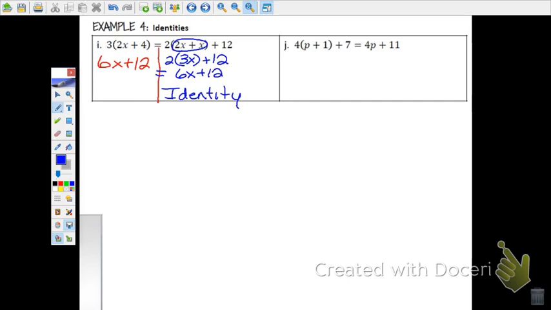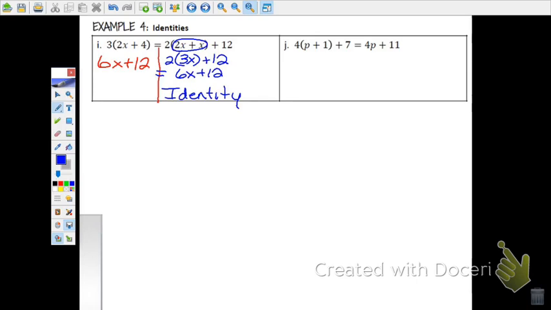No matter what number I would put in place of x. If I did a replacement chart for this, every number that I would put in for x would give me a true statement. Because even though it looks different on the left and right side, when it's simplified, it's exactly the same thing. So I'm always going to get the same answer on both sides of that equation.